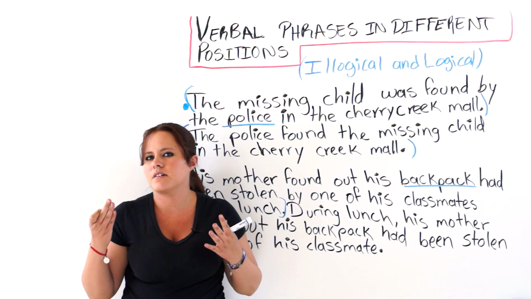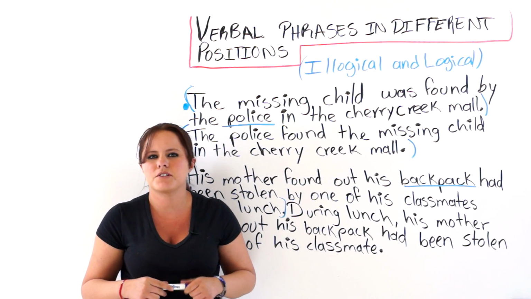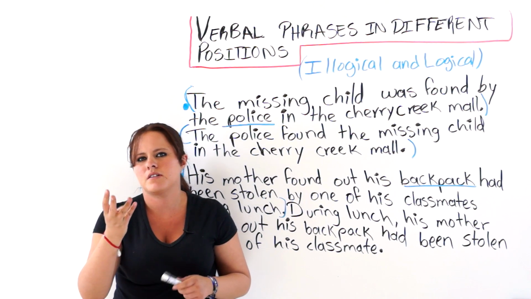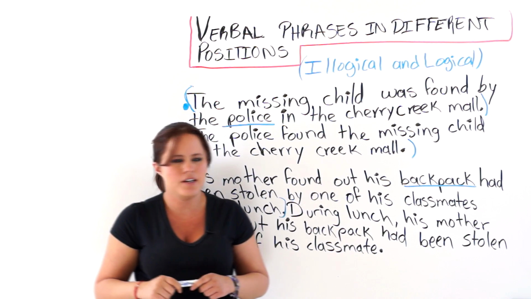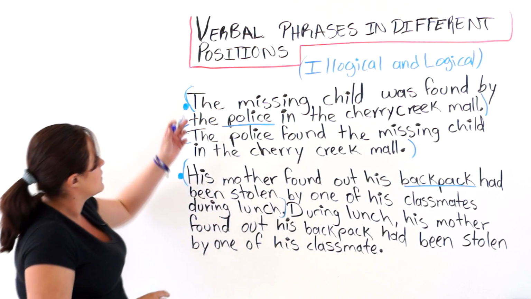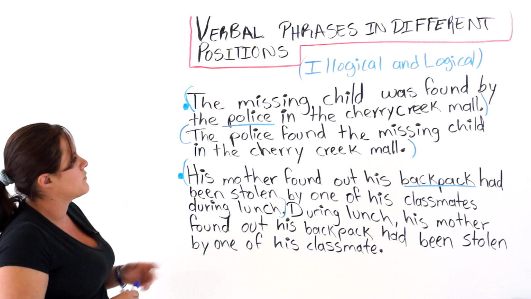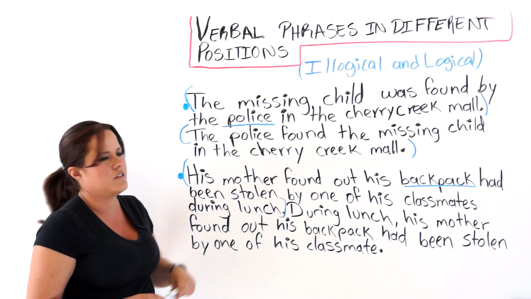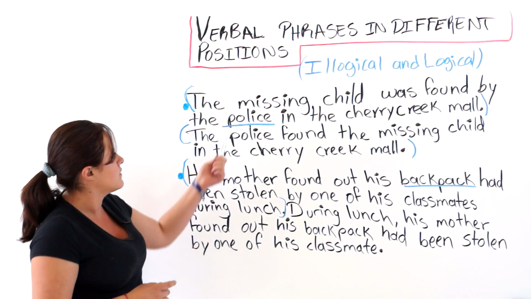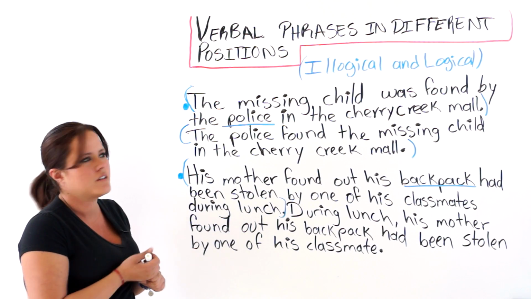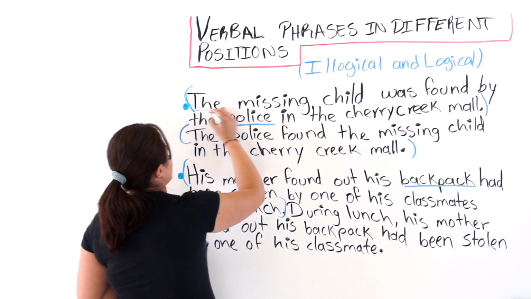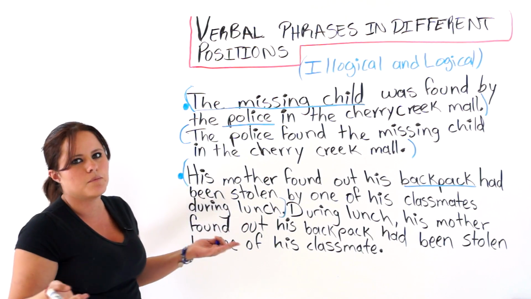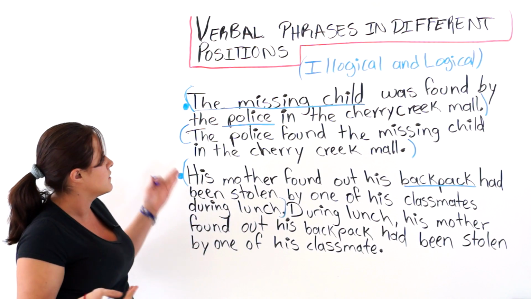Remember that the normal or common pattern of a sentence is the subject, the verb, and the object, and complement if you have one. Alright? So let's see. The first sentence says, the missing child was found by the police in the Cherry Creek Mall. The police here is the subject in the sentence. The police found the missing child. The missing child would be acting as the object. The police found whom? Found him. The missing child.